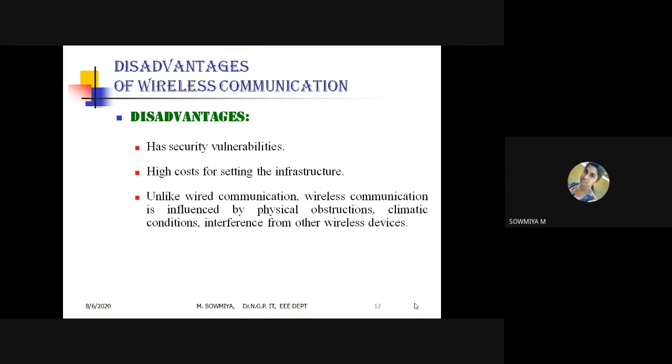Disadvantages. It is exposed to higher security threats when compared to wired communications. We can face many vulnerabilities in it. Also, as I told you before, the setup cost is really very high compared to installation and maintenance cost, which is very low. And unlike wired communications, wireless communications are influenced by physical obstructions, climatic conditions, and interference from other wireless devices. Interference from other wireless devices means that if two wireless devices are close in parallel, their communications can overlap and clash.